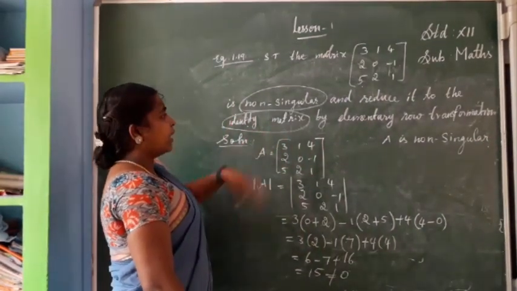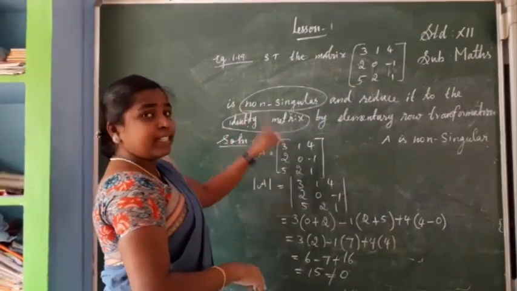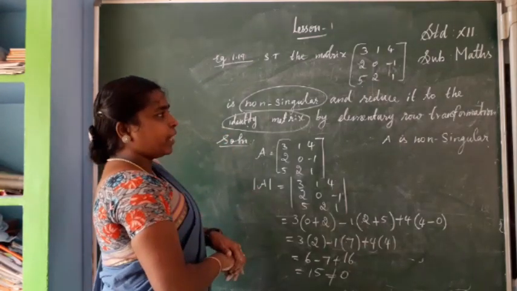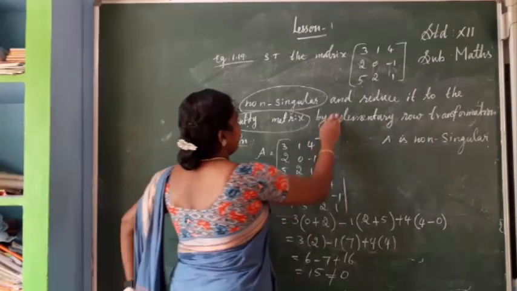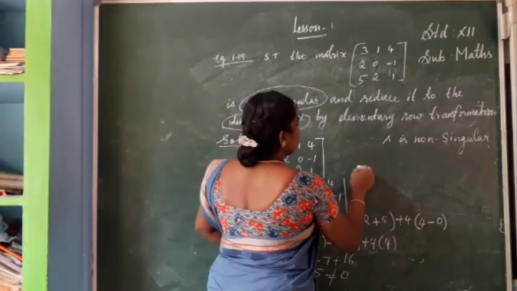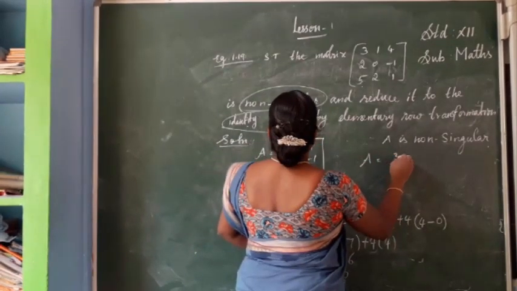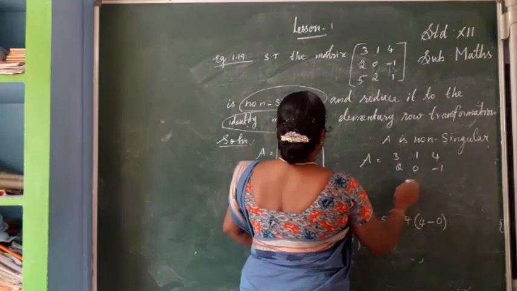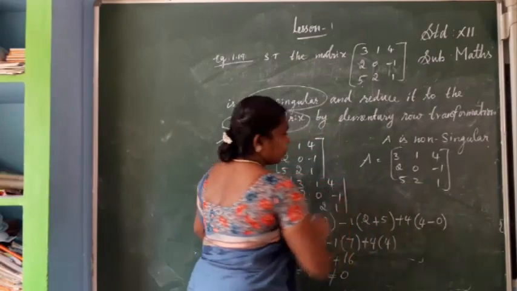Then second, you have to convert the given matrix into its identity matrix. You have to do it carefully. Row transformation method only we are going to use. First, A we have already written, isn't it? So first step we are going to do. A equals 3 1 4, 2 0 minus 1, 5 2 1.